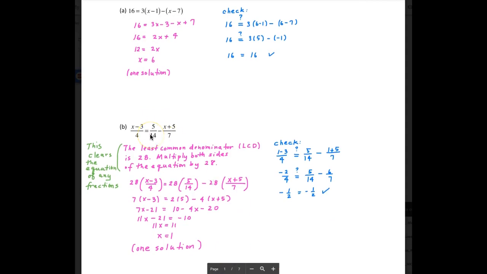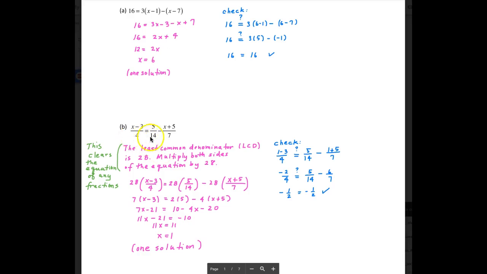In part B, this problem is also a linear equation. The only difference is we have some fractions. So we have some numbers in the denominator. If you'll recall from your prerequisite knowledge, the way to simplify a problem like this is to clear the equation of any fractions. So that means we're going to multiply by the least common denominator.